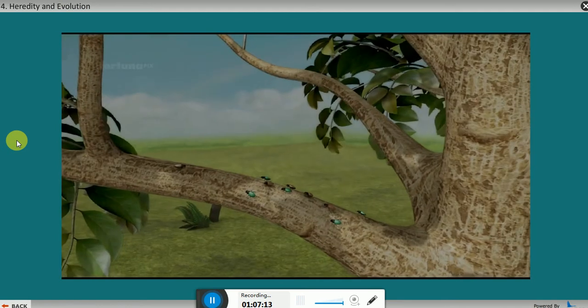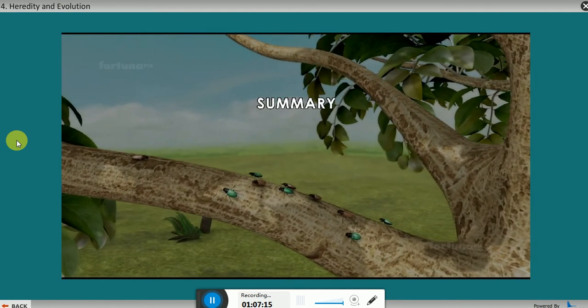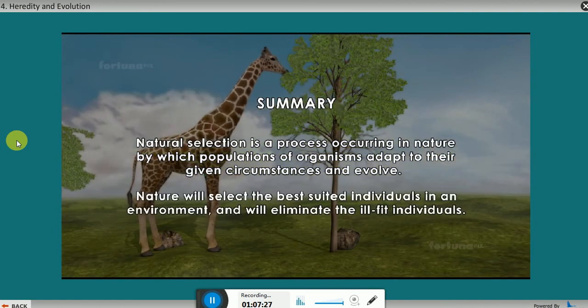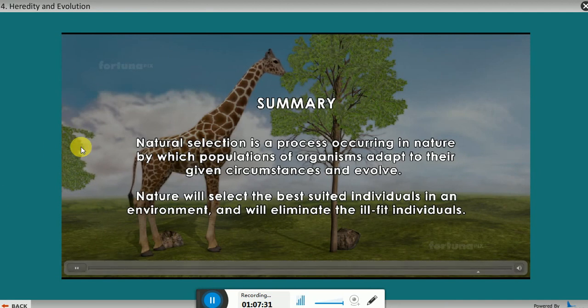Summary. Natural selection is a process occurring in nature by which populations of organisms adapt to their given circumstances and evolve. Nature will select the best-suited individuals in an environment and will eliminate the ill-fit individuals.